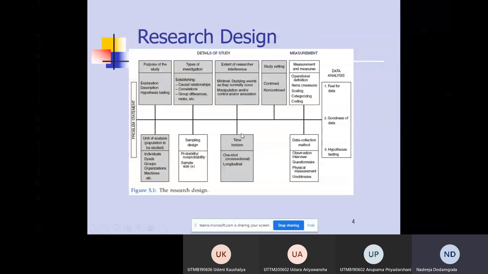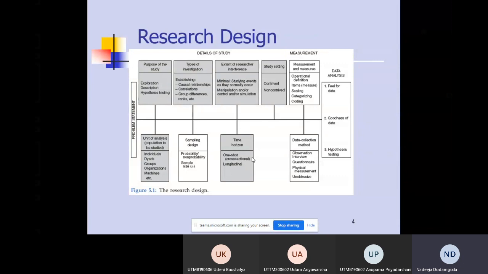Then the time horizon is just the same as what it was, one shot or several points, which is longitudinal. So this is how the research design explains its way of categorizing a research. And the unshaded boxes, you can say they are in the very core of the onion. Because the core of the onion looked at how to analyze the data, how to collect data, what kind of sampling techniques, and so on, right?